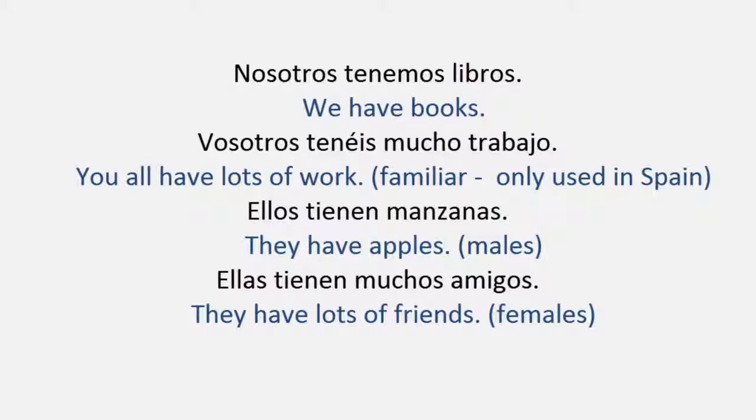Nosotros tenemos libros. Vosotros tenéis mucho trabajo. Ellos tienen manzanas. Ellas tienen muchos amigos.